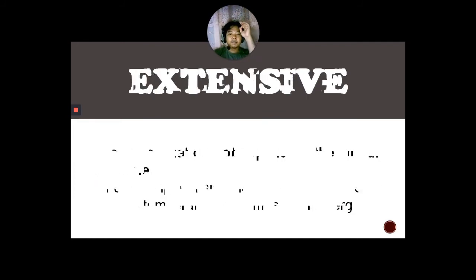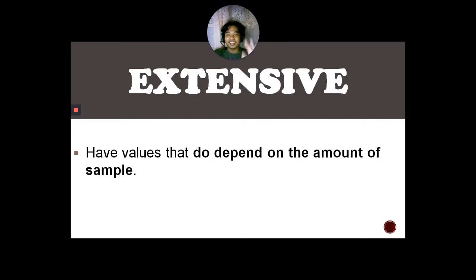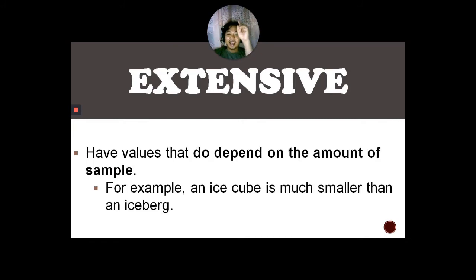On the other hand, extensive properties have values that do depend on the amount of the sample. So, syempre, if we are going to talk about the size, si ice cube is smaller than an iceberg. Therefore, size is an extensive property because it depends on the amount.